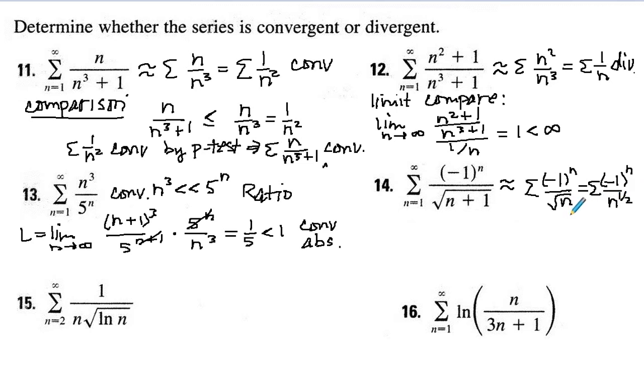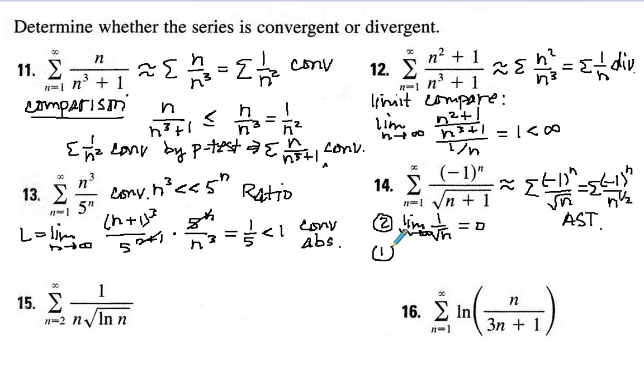But since it's alternating, all we have to do is test that your b sub n goes to 0. So your b sub n is 1 over square root of n, and that does go to 0, and it's decreasing. Sorry, we need to check both of those things. So this is going to be alternating series test, and we've got two conditions to check. We want to check the second one first, which is that the limit of 1 over square root of n as n goes to infinity equals 0, and I think that's pretty clear.